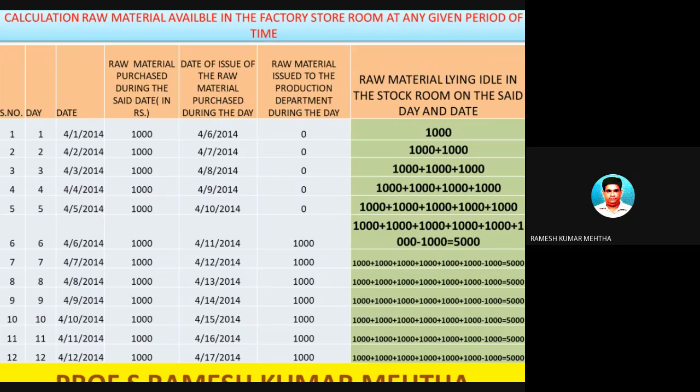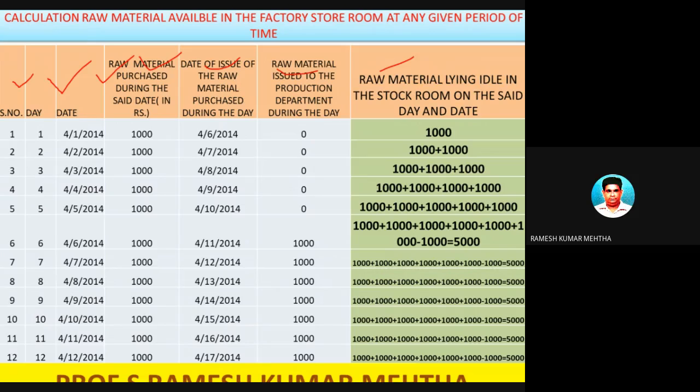Okay. So now I have prepared an Excel sheet, and the Excel sheet has some columns like 1, 2, 3, 4, 5, 6, and 7. And from this we'll come to know the amount of raw material lying idle in the stock room at any given period of time. Please pay attention to this data.